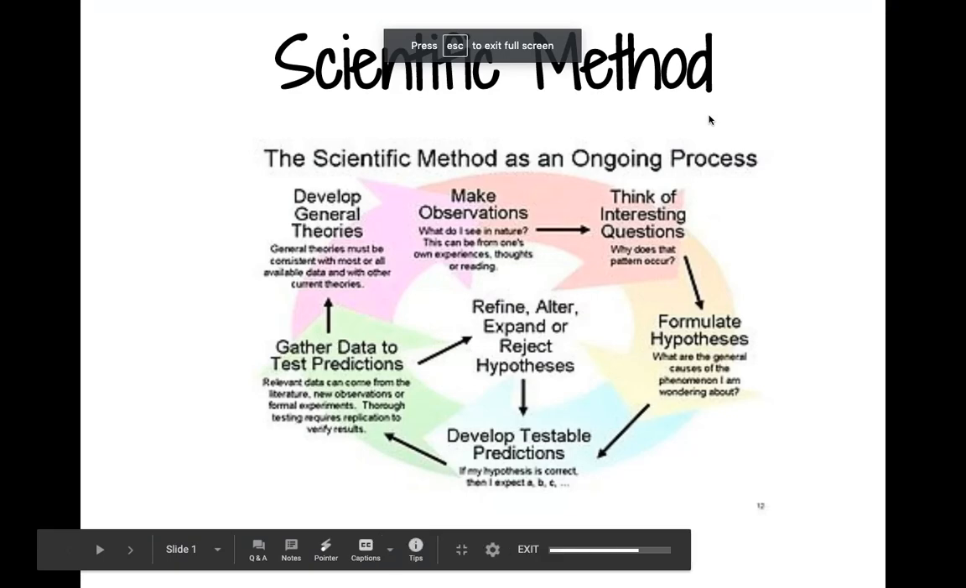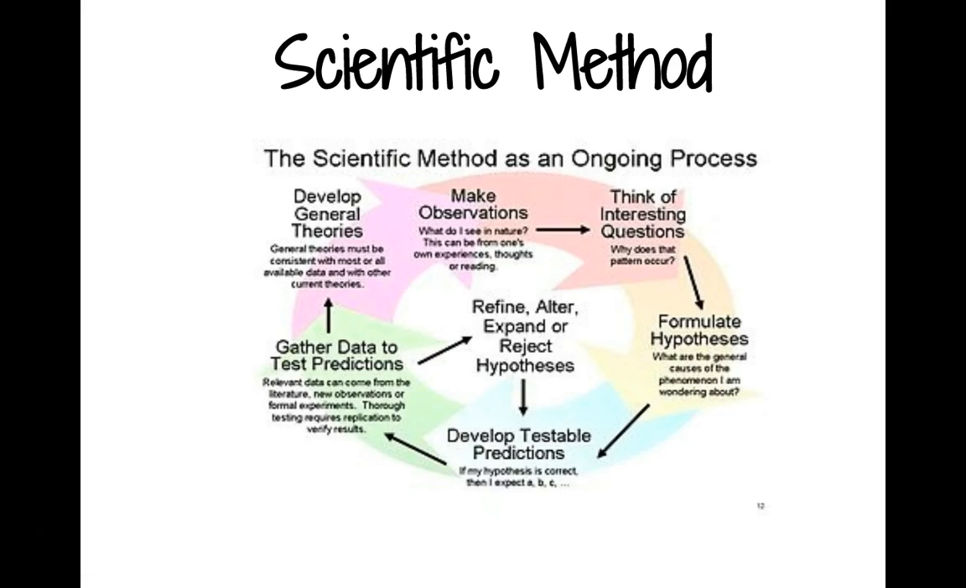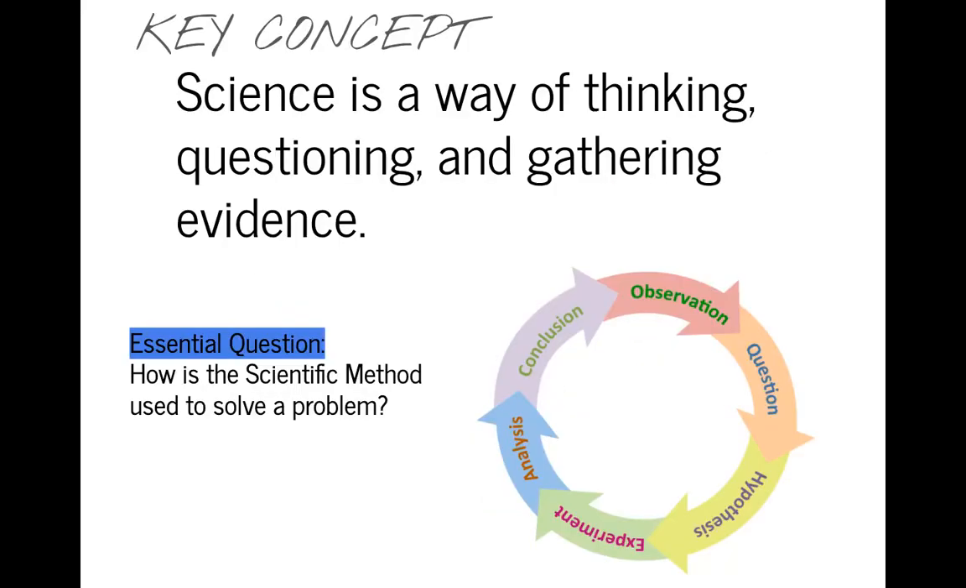Hi, everyone. Today we're going to go ahead and review the scientific method. So this method should be something familiar to you as it should have been taught somewhere in your schooling life. So the scientific method, as we see, is an ongoing process, and it's something that we actually do on a day-to-day basis. So our key concept is that science is a way of thinking, questioning, and gathering evidence. Our essential question is, how is a scientific method used to solve a problem?